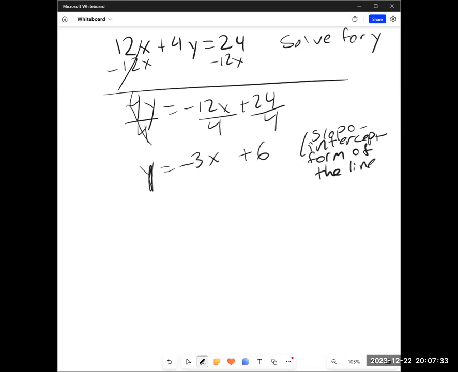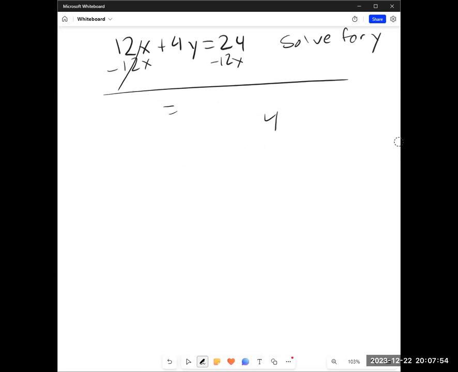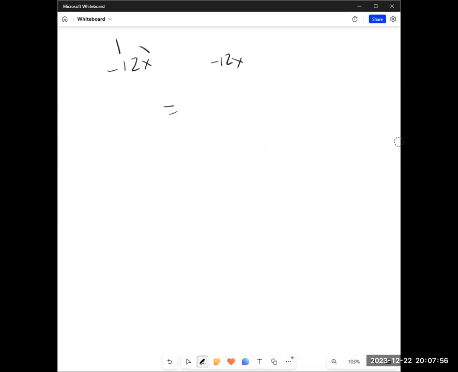And this is probably the most familiar way to write the equation of a line, y equals mx plus b. Just sometimes we start off with it written in terms of coefficient in front of x plus coefficient in front of y is equal to a constant, and we have to rearrange it. Okay, let's look at another linear equation here. Another equation of a line.